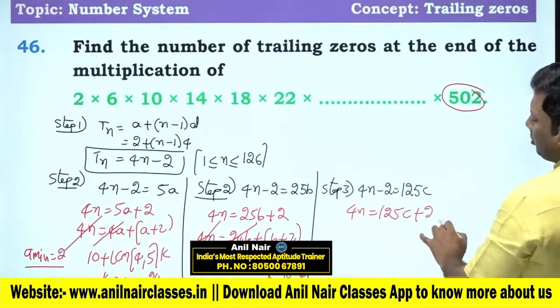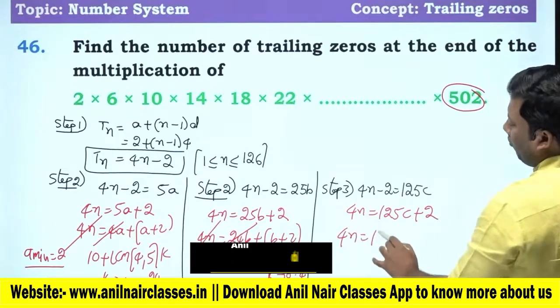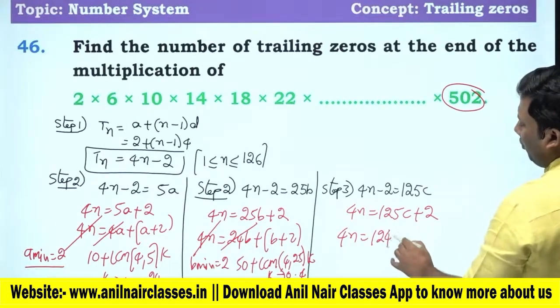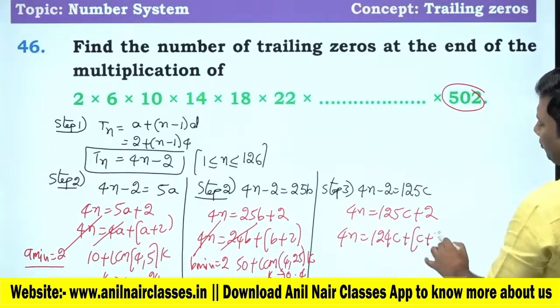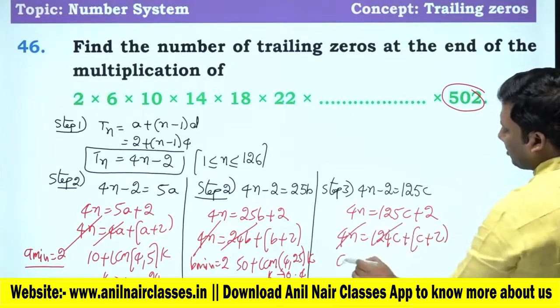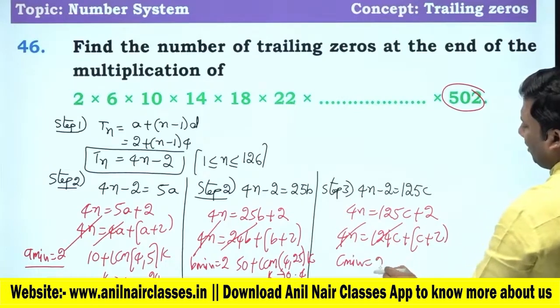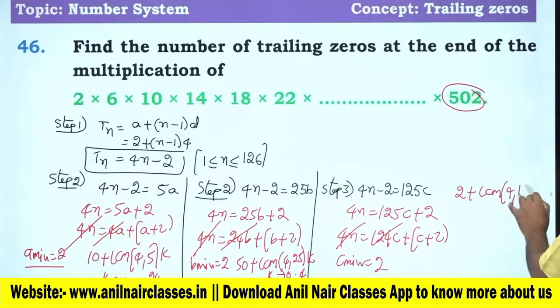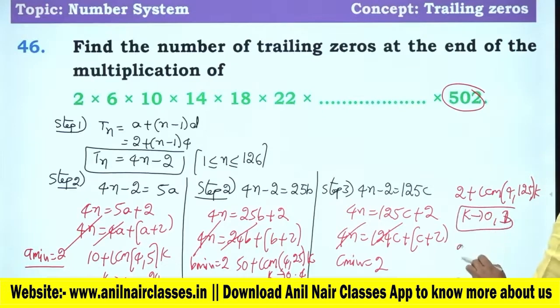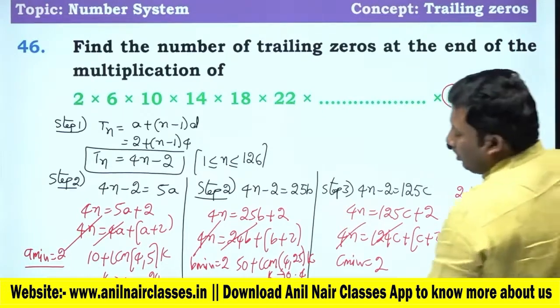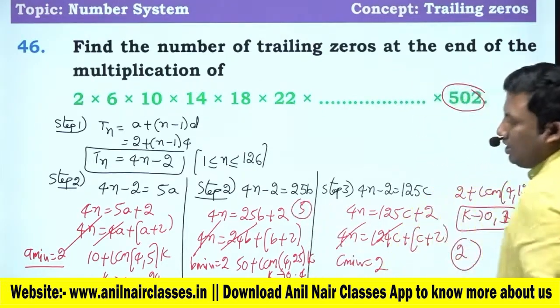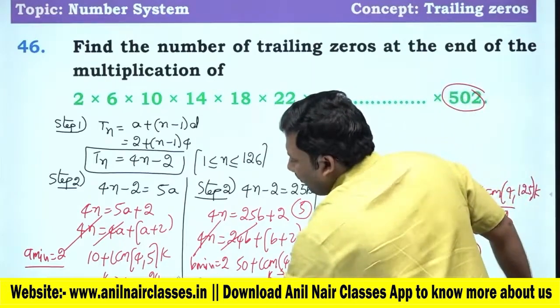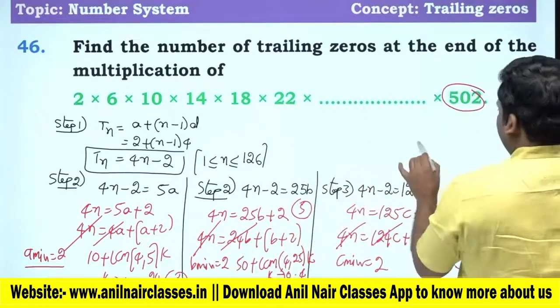4n is equivalent to 125c plus 2. So this will become 124c plus c plus 2. Divisible by 4. C minimum should be 2. So 2 plus LCM of 4 comma 125 into k. K can be 0 or 1. 0, 1, there are 2 values. 0 to 4, there are 5 values. 0 to 24, there are 25 values.